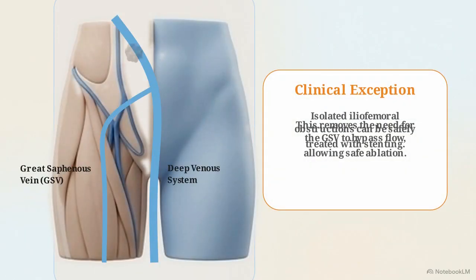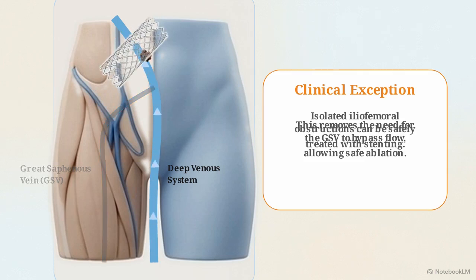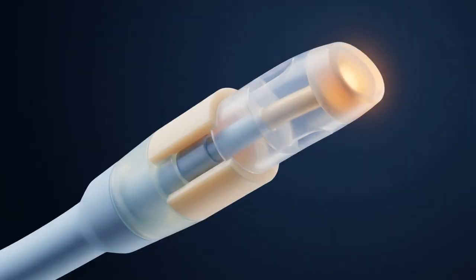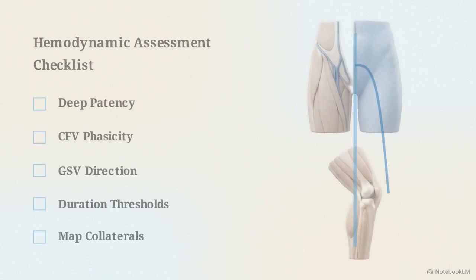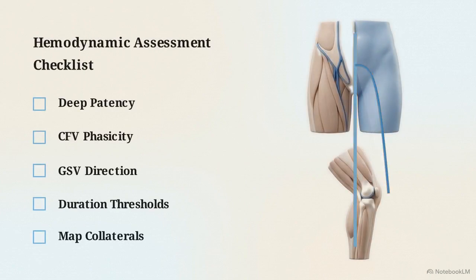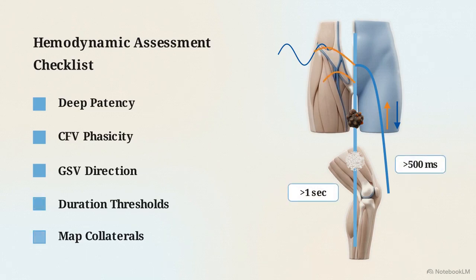If the obstruction is isolated strictly to the iliofemoral segment, combining superficial ablation with iliac vein stenting yields better patient outcomes. Furthermore, when ablation is properly indicated, using radiofrequency ablation carries no increased thrombotic risk for patients with a prior DVT history compared to those without. This 5-step checklist ensures your treatment plan accounts for the full hemodynamic interaction between the deep and superficial systems. Check deep patency. Assess CFV phasicity, determine GSV direction, apply duration thresholds, and map the collaterals.